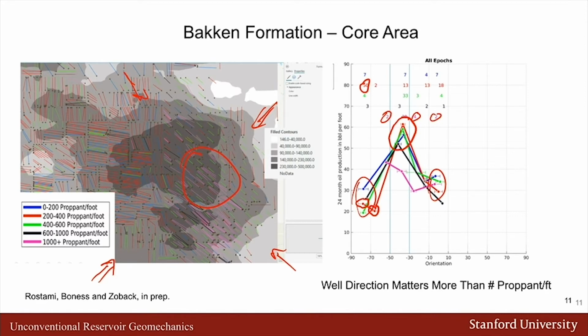Nonetheless, the big story is that drilling on azimuth is much better, on the order of a factor of 2 better in cumulative production over a 2-year period than arbitrarily drilling in any direction. And the direction seems to matter more than the amount of proppant.